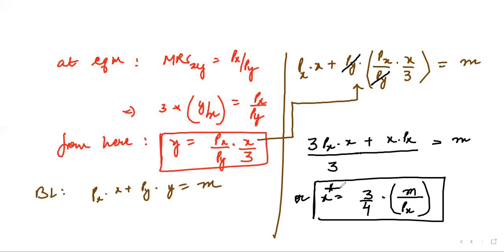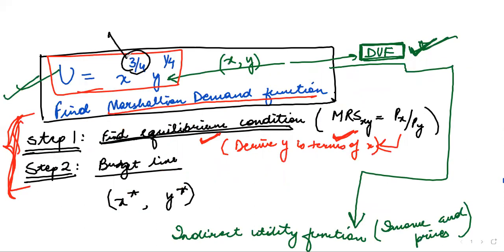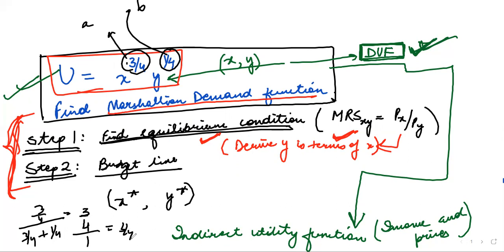Just notice that this x star is actually a upon a plus b, into m by px. So what was your a? Your a was 3 by 4. What was your b? B was 1 by 4. So ideally 3 by 4 upon 3 by 4 plus 1 by 4, that is nothing but 3 by 4 by 1, which is nothing but 3 by 4, right?